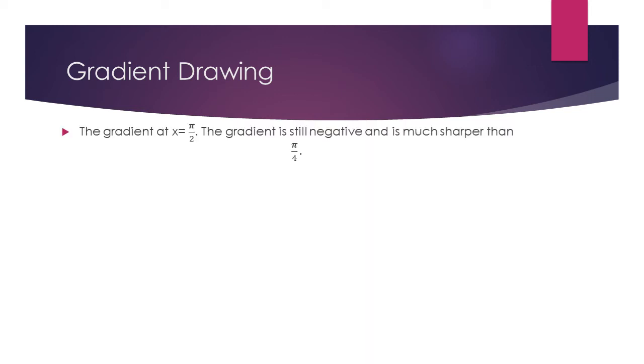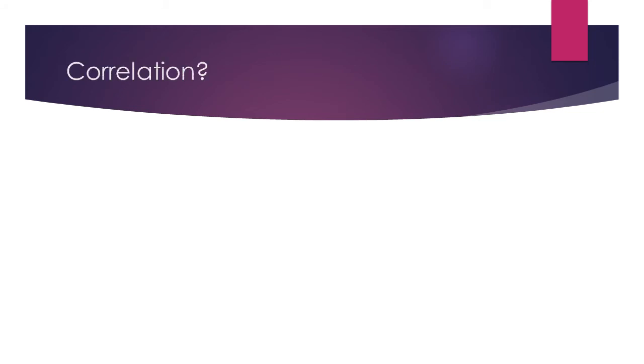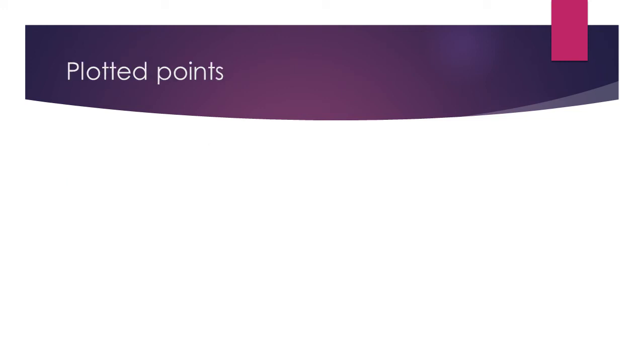See it all the way to pi over 2, and we find that negative sine pi over 2 is negative 1, right? The gradient there is sharpest and most negative than the previous values that we've inputted. So what can we find from this? Notice that at cos 0, the gradient of the function is 0 because it corresponds to negative sine 0, does it not? It means that there is no rate of change there. Let's draw more points to see if this correlation still holds.